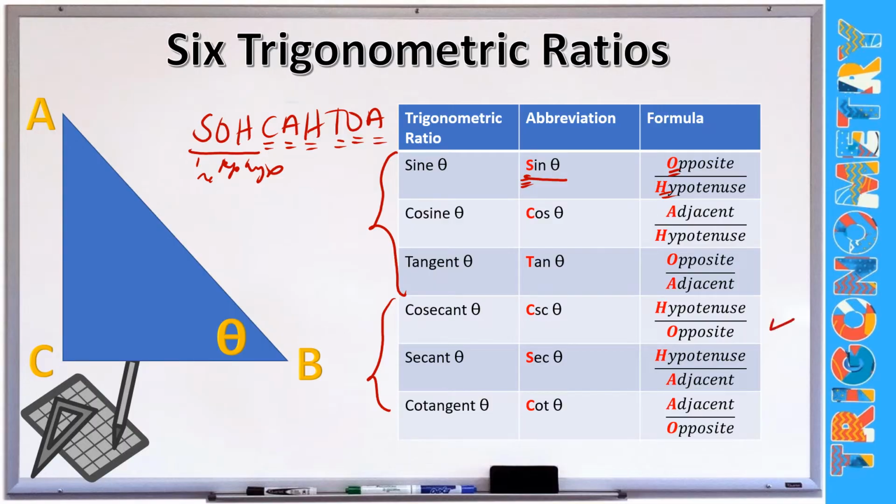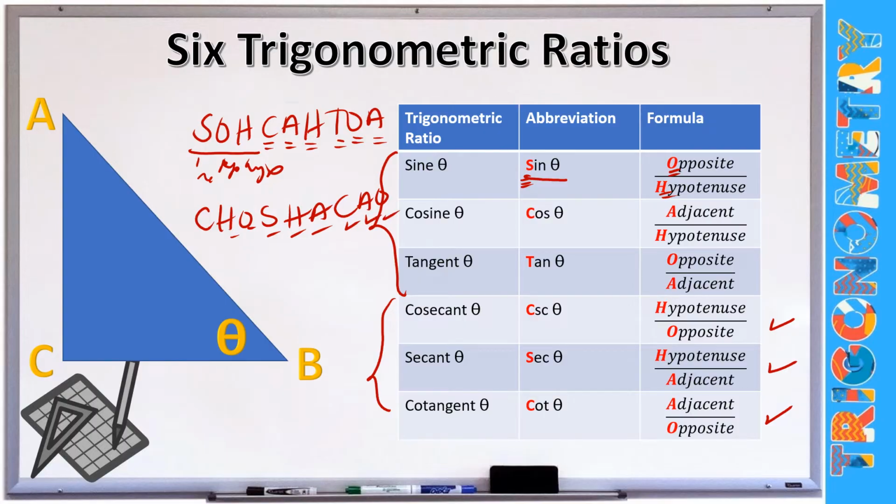So cosecant is the reciprocal of sine, secant is the reciprocal of cosine, and cotangent is the reciprocal of tangent. And we also have a mnemonic for that: cho, sha, cow. So cho: cosecant is hypotenuse over opposite. Secant is hypotenuse over adjacent. Cotangent is adjacent over opposite.